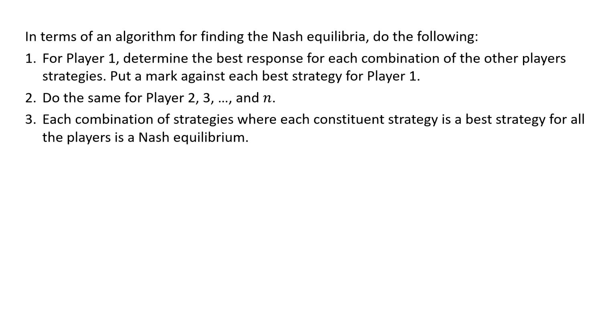We have the following algorithm for finding Nash equilibria. First step is for player 1. I mean, you could start with any player, but just to be definite here. For player 1, determine the best response for each combination of the other player's strategies. Put a mark against each best strategy for player 1. Do the same for players 2, 3, up to n. Each combination of strategies where each constituent strategy is the best strategy for all players is a Nash equilibrium. So let's look at an example of that. This seems a bit abstract here, but I have an example for you.